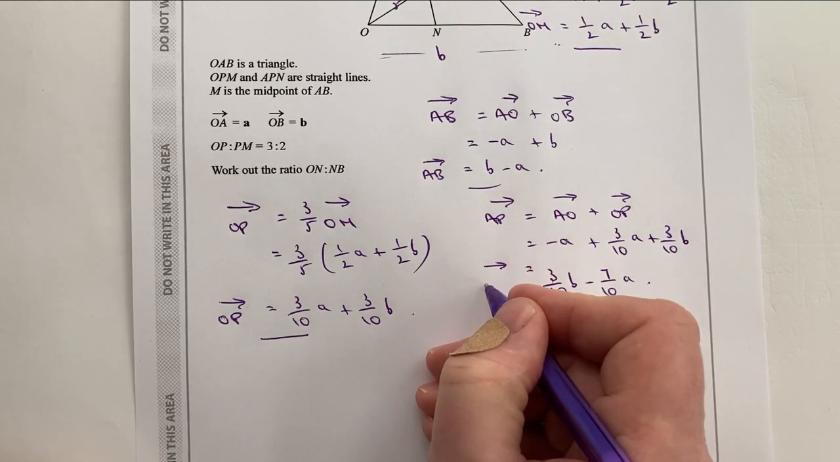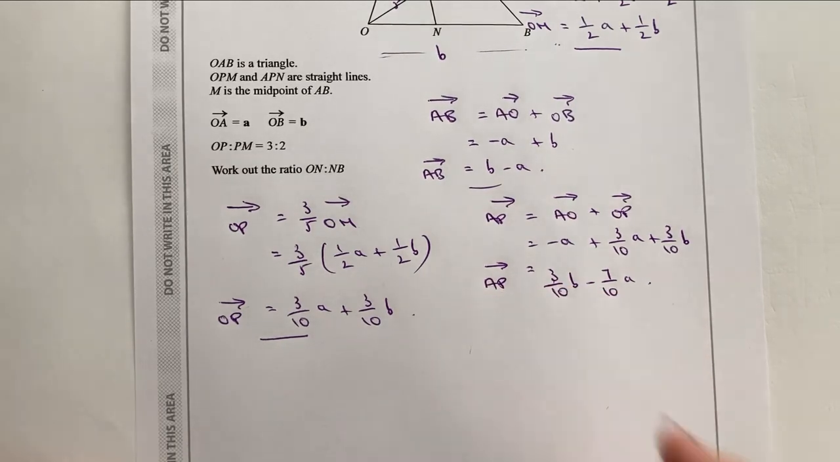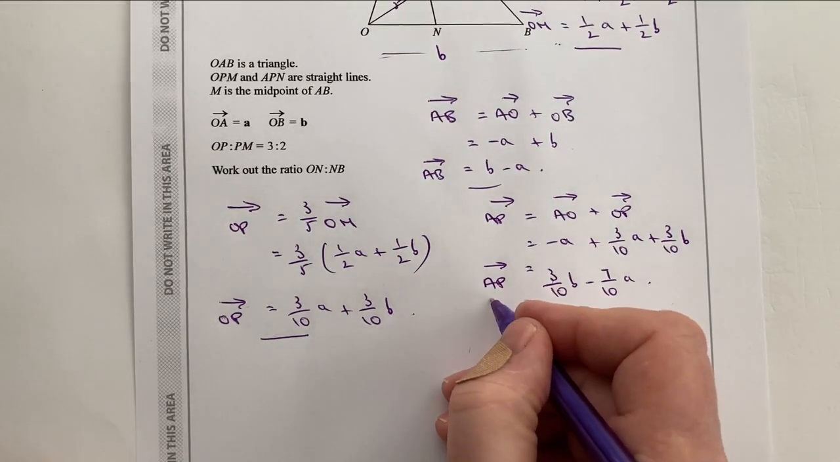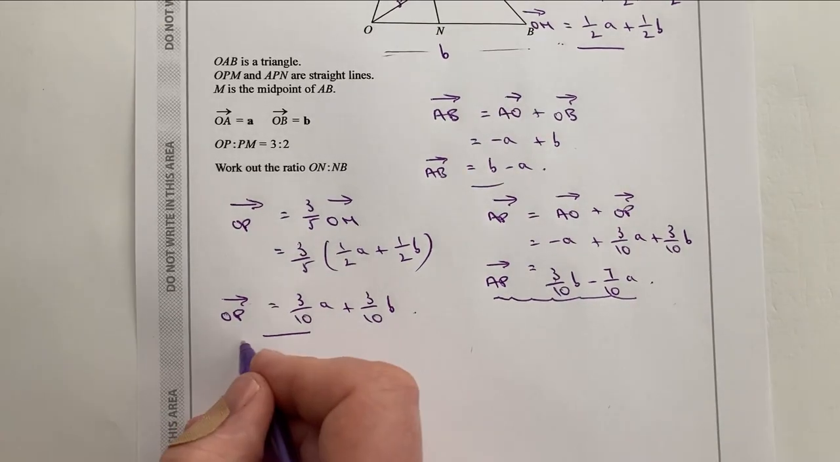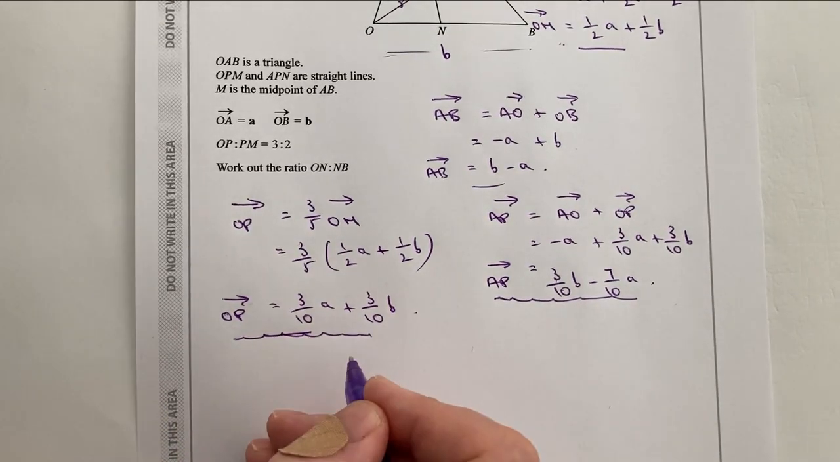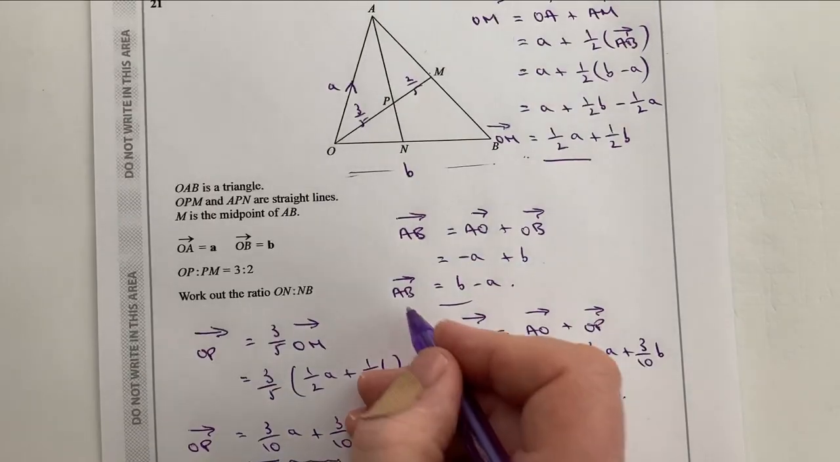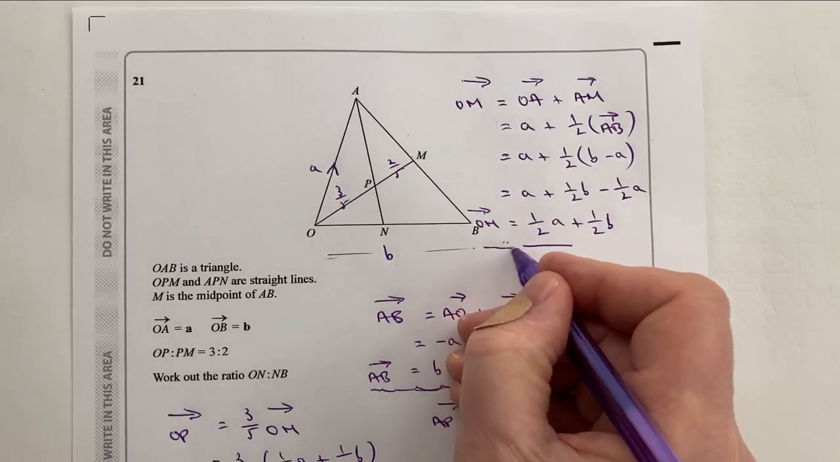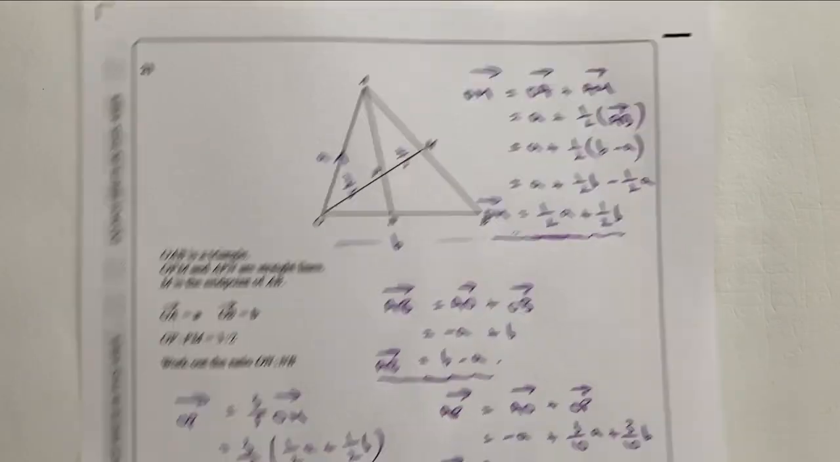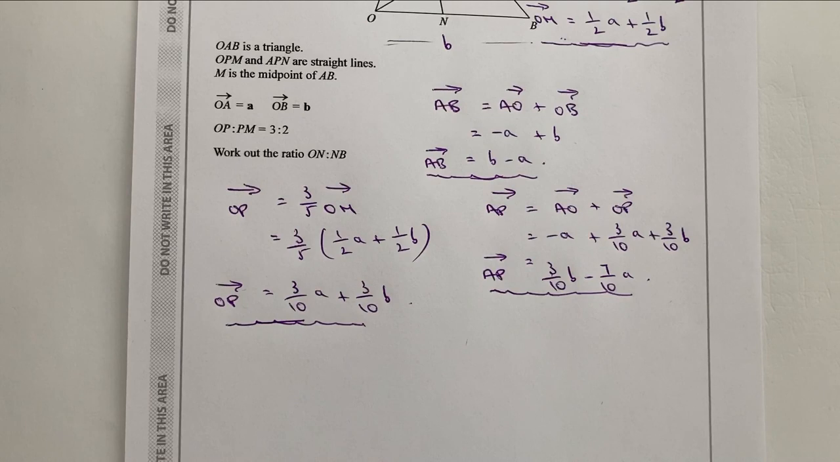So let's just have a little bit of a recap. What we've got then is vector AP. I've worked out vector OP. I've worked out vector AB. And I've worked out vector OM. So now we've got all the ducks in a row, everything in place to be able to work through working out the ratio ON to NB.